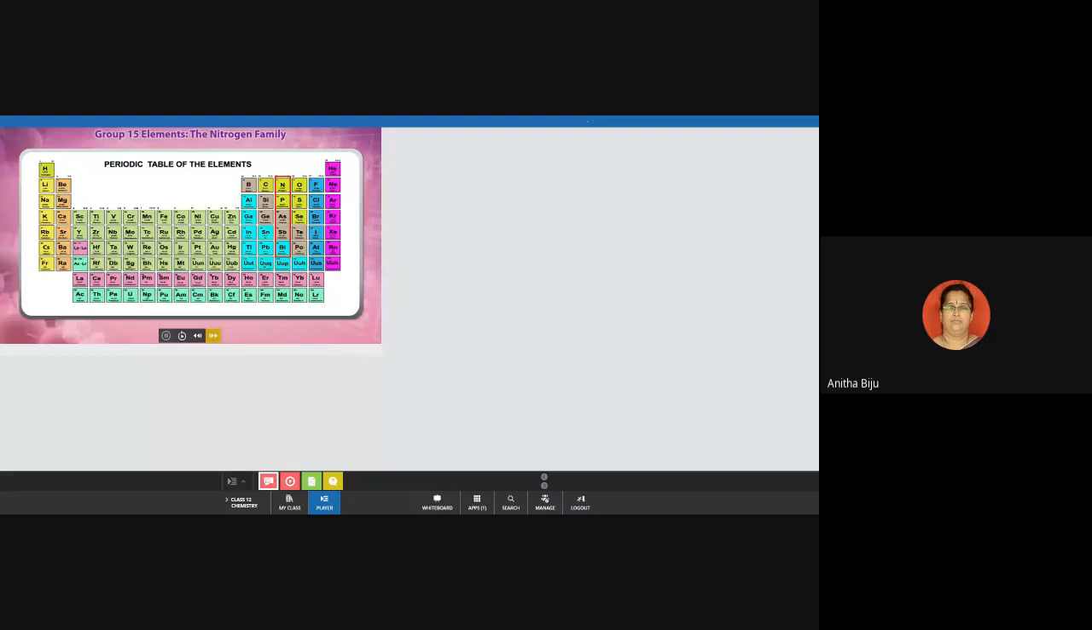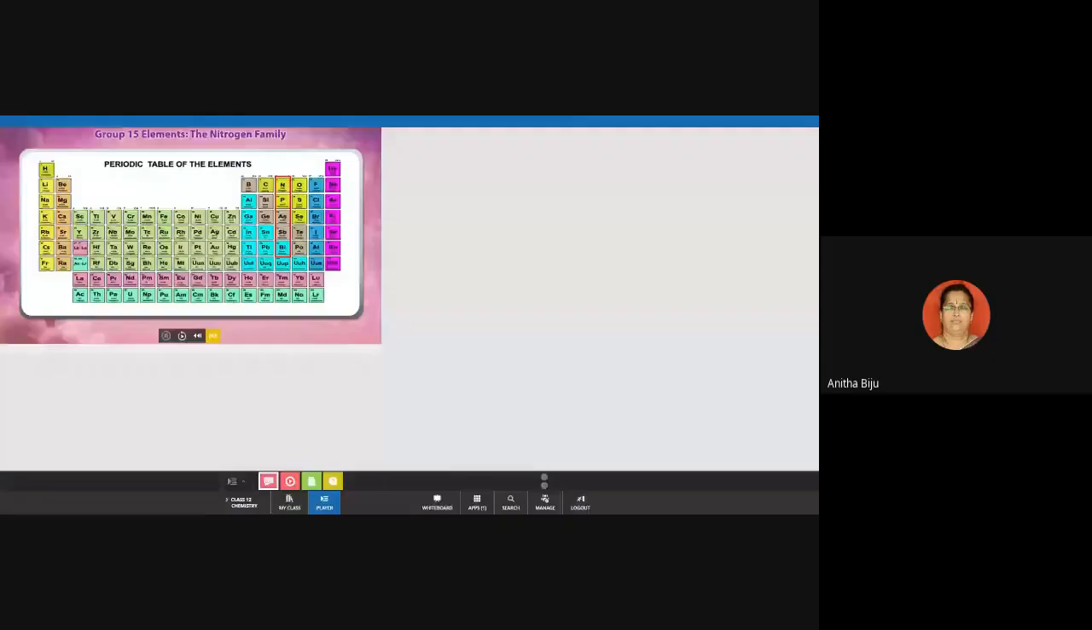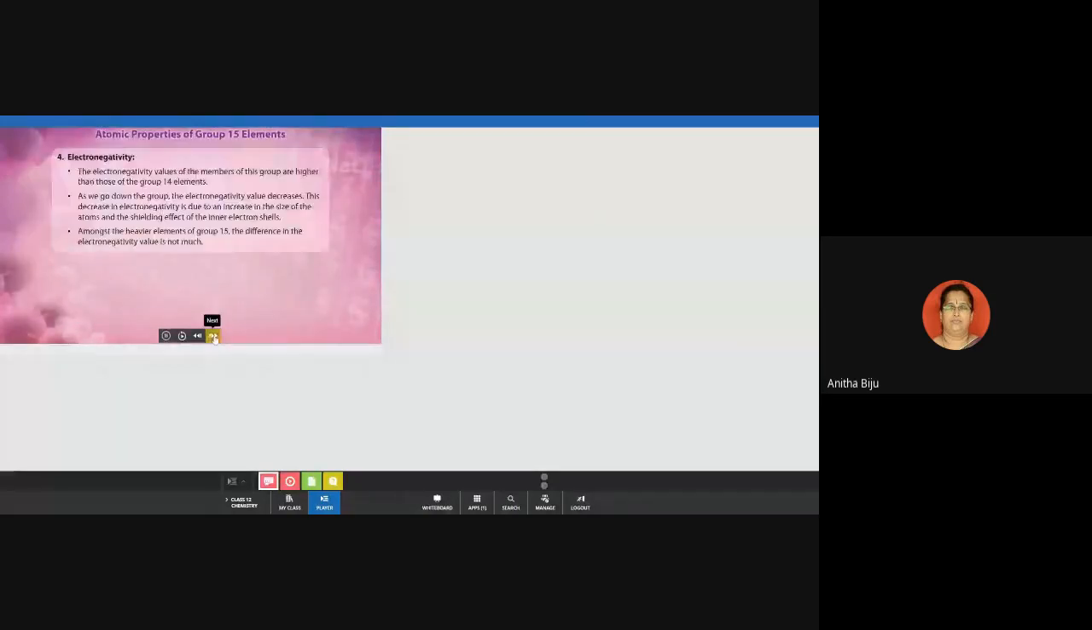These all will give an effect to the size of the atom. So that's why electronegativity also changes the shielding, decrease in electronegativity.